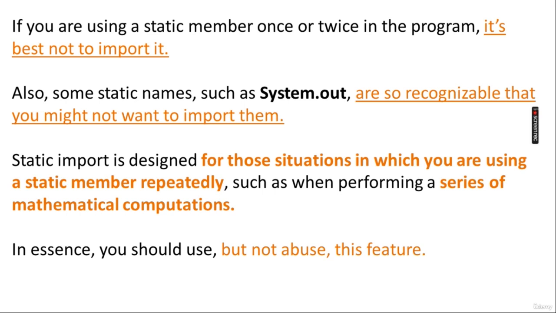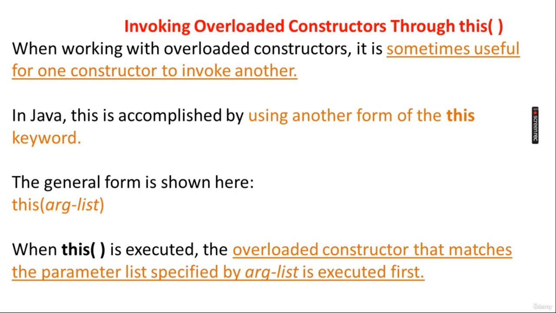Also, some static names such as System.out are so recognizable that you might not want to import them. Okay, System.out, we have practiced it a lot, so we always write it like System.out only. So you might not want to import it. Static import is designed for those situations in which you are using a static member repeatedly, such as when performing a series of mathematical computations. Okay, but it is for uses and not for abuses of this feature.